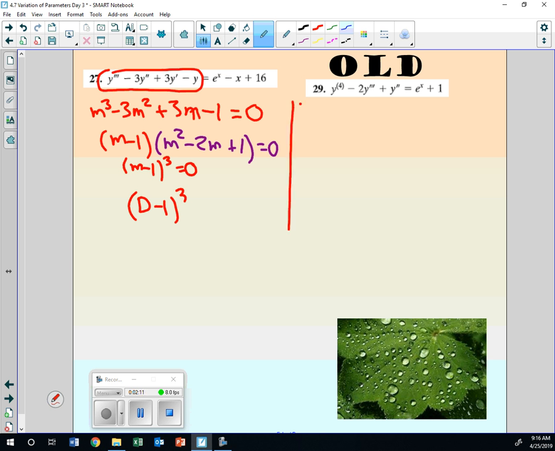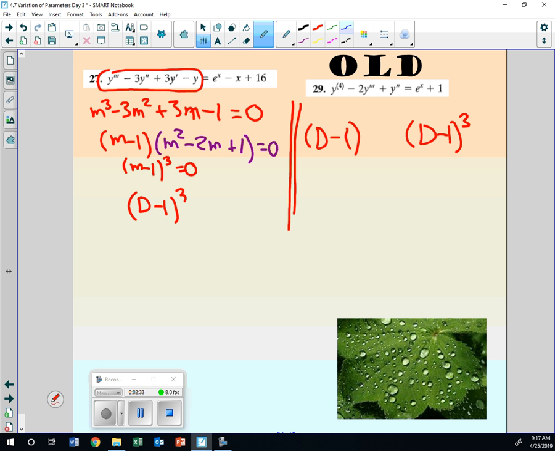This is kind of my part 2, this e to the x. Now for e to the x, we still have the d minus 1 cubed here. Now for e to the x, that's going to be d minus what? What's the power of x? The power of e is 1x, so this is d minus 1 again.